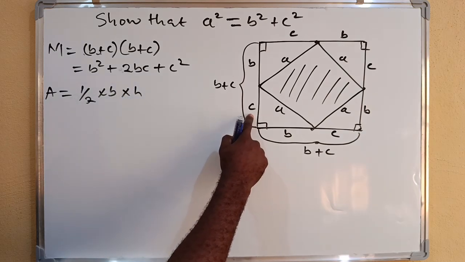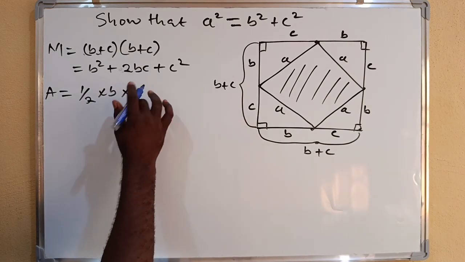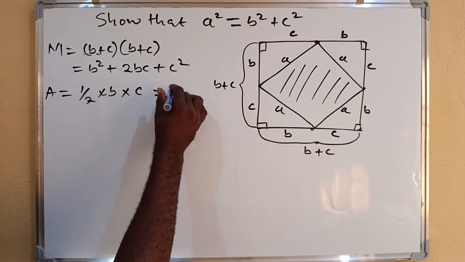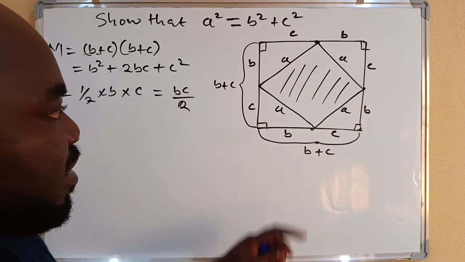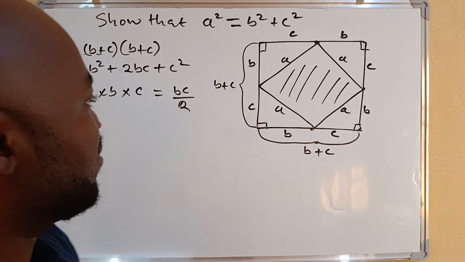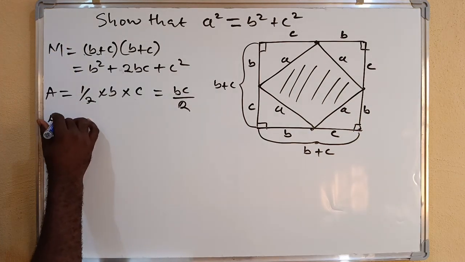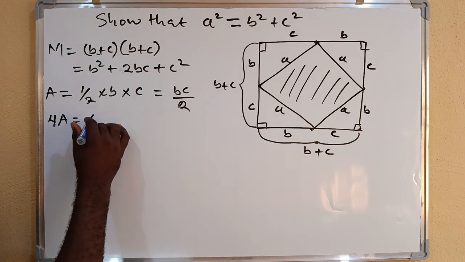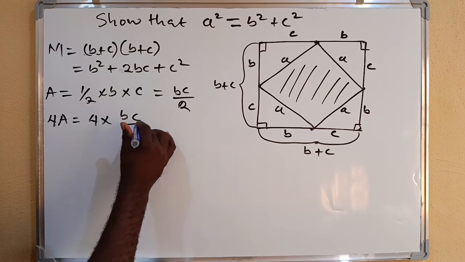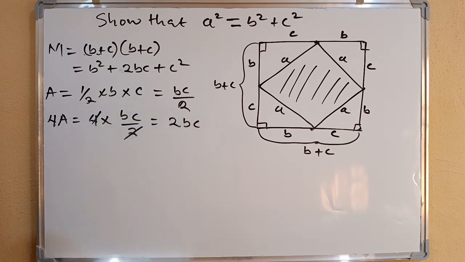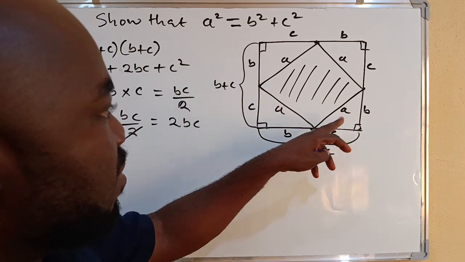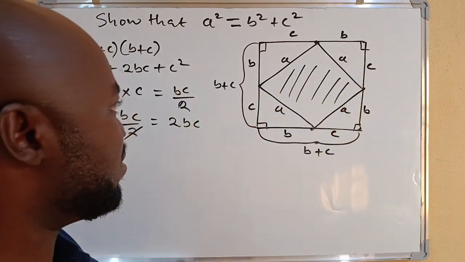And what is the height? The height is C. So replace it with C. And that will give you BC over what? Over 2. But I have 4 of them. 1, 2, 3, 4. So 4 of them, which is 4A, will give me 4 times BC over 2. So this cancels this. I'm going to have 2BC. So the area of these 4 right angle triangles is 2BC.